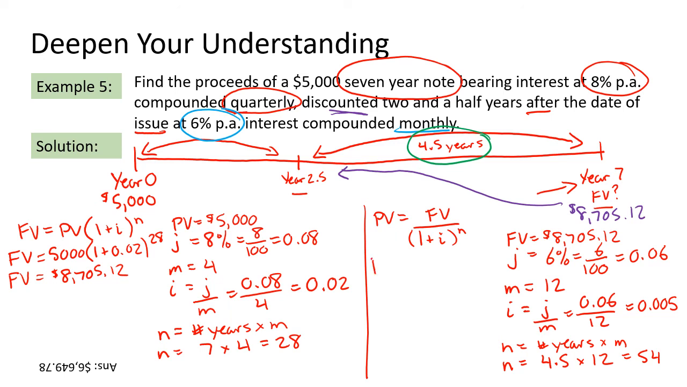So our present value is equal to our future value, $8,705.12, divided by 1 plus our periodic interest rate, 0.005, and that's to the exponent 54, our total number of compounding periods. If you substitute that in, you get a value of $6,649.78. So that's the amount they would pay back at this period of time, which is year 2.5.